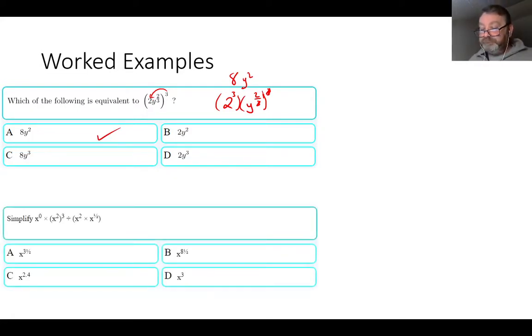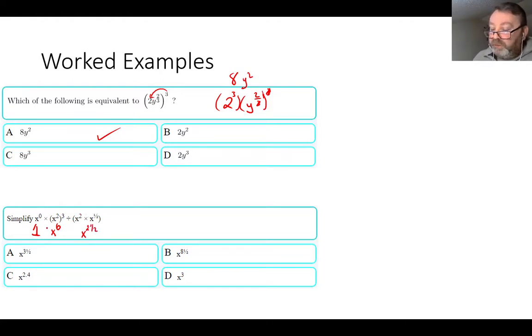Okay, next one. Simplify. X to the power of 0 multiplied by x to the power of 2 all raised to the power of 3 divided by x squared times x to the half. Bit by bit. Take it easy. Let's do the first one. Rule number 1. Anything to the power of 0 is 1. Rule number 2. If you have powers separated by a bracket, you keep the base and you multiply the powers. That's x to the 6. And then in here, you're multiplying the same base, so you keep the base and you add the powers, 2.5.